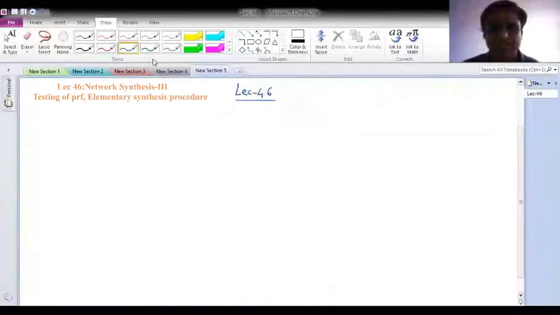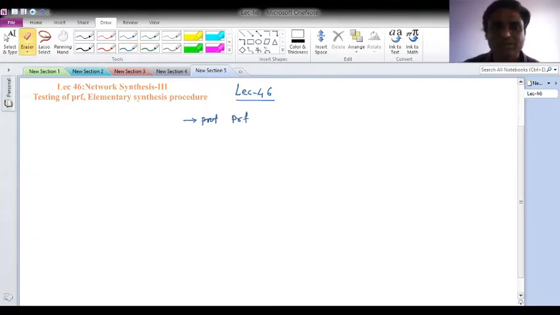This is lecture 46. As we have already started the network synthesis, there we have seen how we can test the Hurwitz polynomial. What is the use of the Hurwitz polynomial? It is used for the realizability test. Then next we have seen one special function called the positive real function.